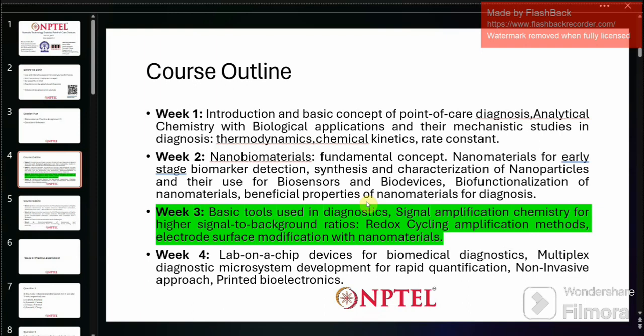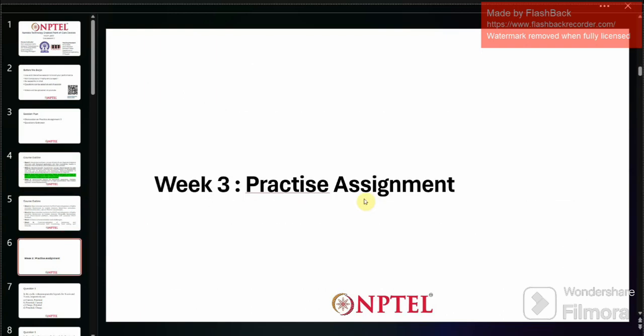Moving on with the course outline, it's an 8-week course, and right now we are in the third week. As per the syllabus, the topics included this week are basic tools used in diagnostics, signal amplification chemistry for a higher signal-to-background ratio, redox cycling amplification methods, and electrode surface modification with nanomaterials. All these have been covered this week. So we'll directly start with the week 3 practice assignment.